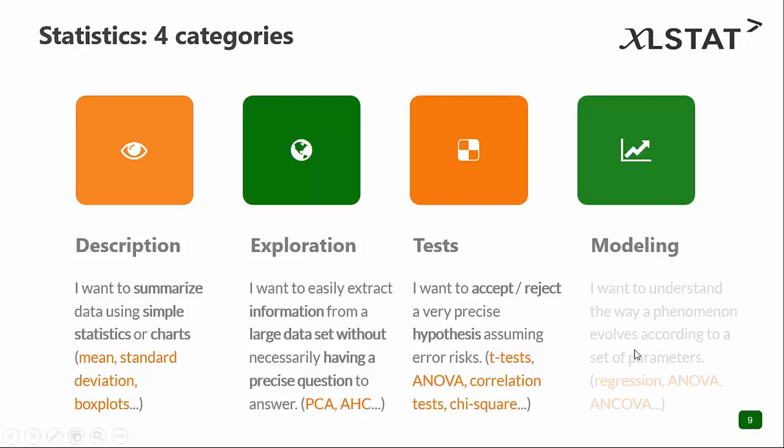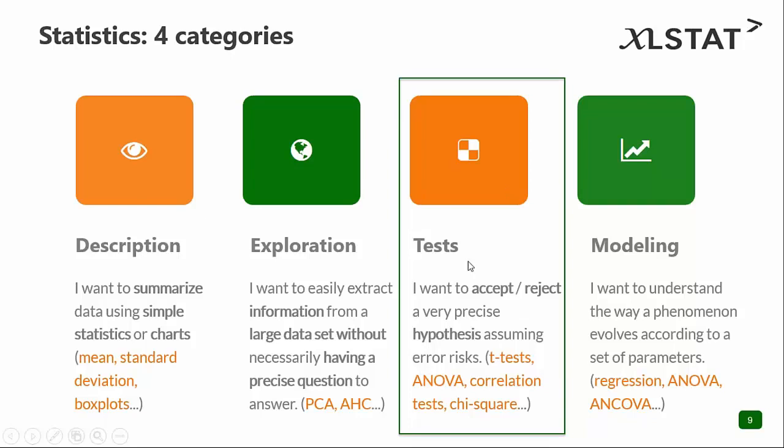Then statistical modeling allows you to understand the way a phenomenon evolves according to a set of parameters. We have regression and ANOVA and ANCOVA in modeling. So there are many tools that can be found in one section and in another one. So there are no very precise limits between the families. This is just a simple way of summarizing statistical methods and putting them into groups to make them pedagogically more interesting.